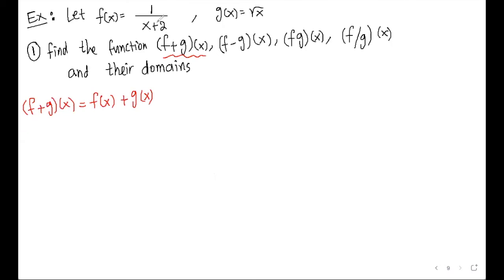So the first function is f of x equals 1 over x plus 2. And the second function g of x is the square root of x. This is f plus g of x. We keep it like this. We don't have to simplify it more.